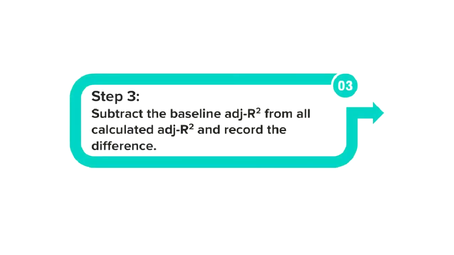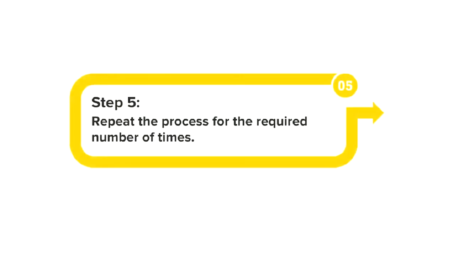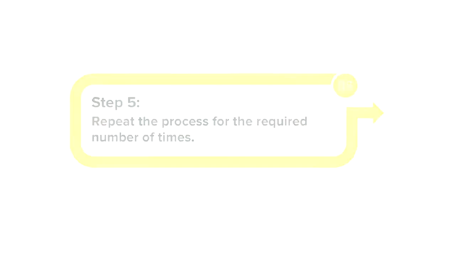Step 3 is to subtract the baseline adjusted R-square from all calculated R-square values and record the difference. Step 4. Make the maximum difference value the new baseline adjusted R-square and permanently drop the independent variable corresponding to it. Step 5 is to repeat the process for the required number of times, which is equal to the number of independent variables we want to be left remaining after the completion of this procedure.